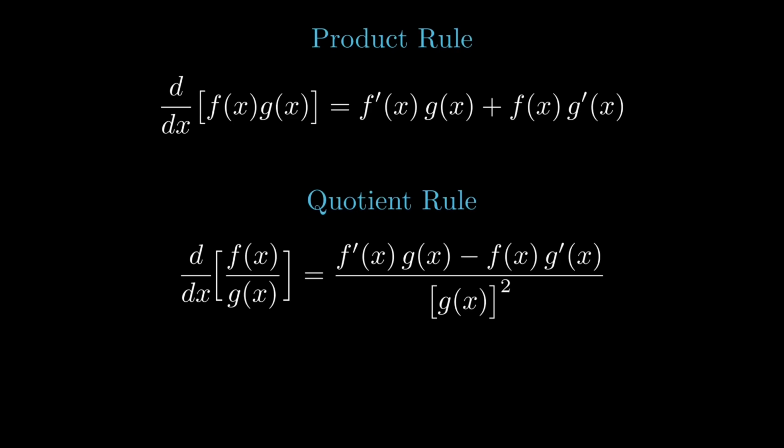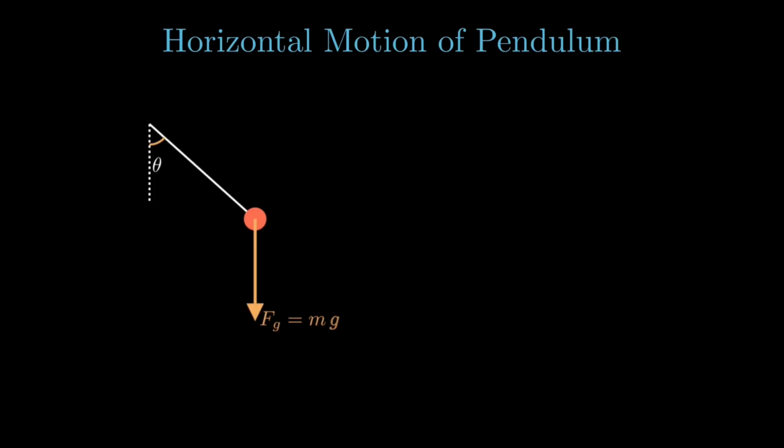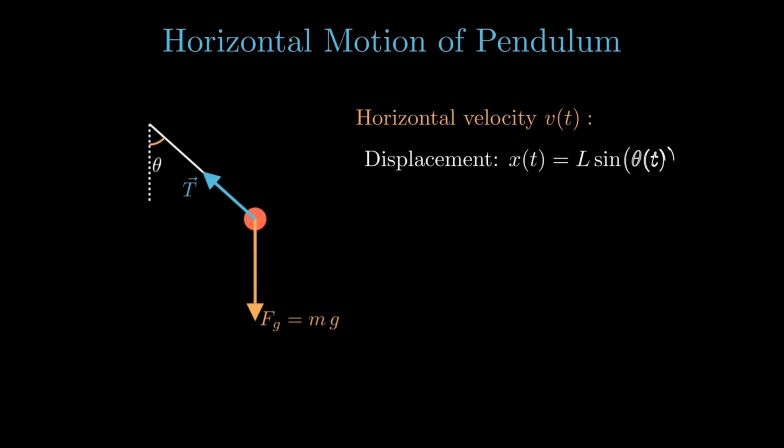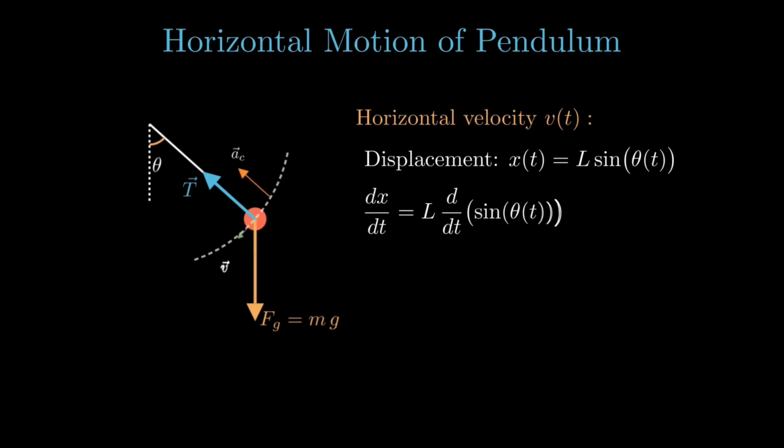Now sometimes we would need to take a step further when we are dealing with a function nested inside a function, and that is where the chain rule comes in. Say we have a simple pendulum and we want to find the horizontal velocity of the bob as it swings. The displacement in the horizontal direction is given by x of t equals L sine theta of t. Here theta of t is the angular displacement, which itself depends on time. So we see that x, in a sense, is a function of theta, which in turn is a function of time.